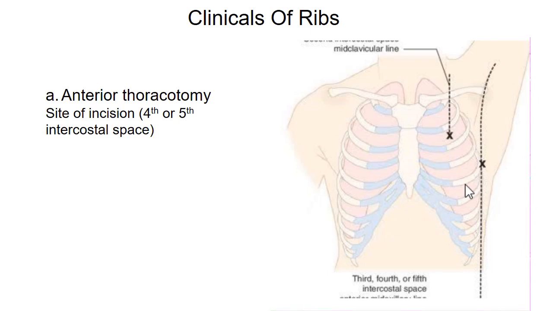The preferable site for thoracotomy is the fourth and fifth intercostal space from the lateral margin of the sternum up to the mid axillary line. This is the mid axillary line, this is the mid clavicular line. We can give an incision from the lateral margin of the sternum up to the mid axillary line, any point along this line.